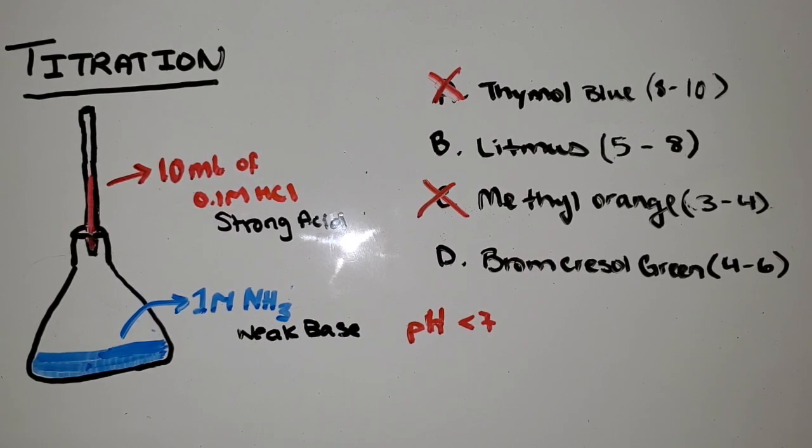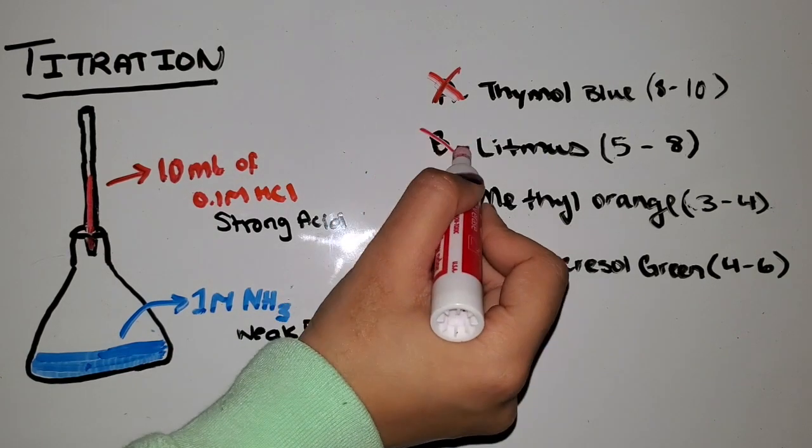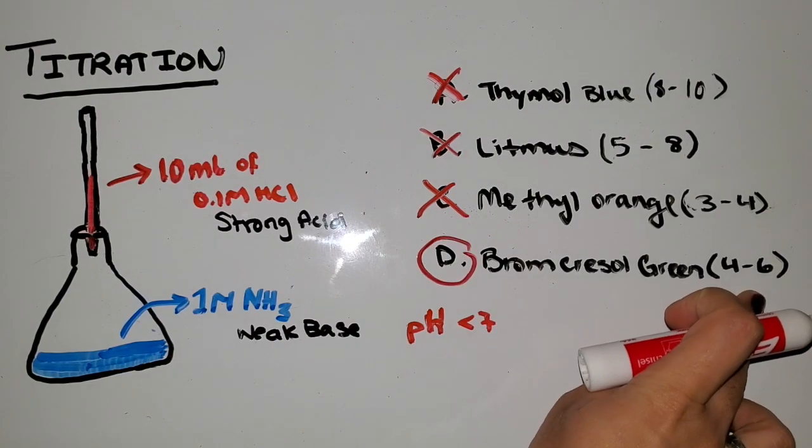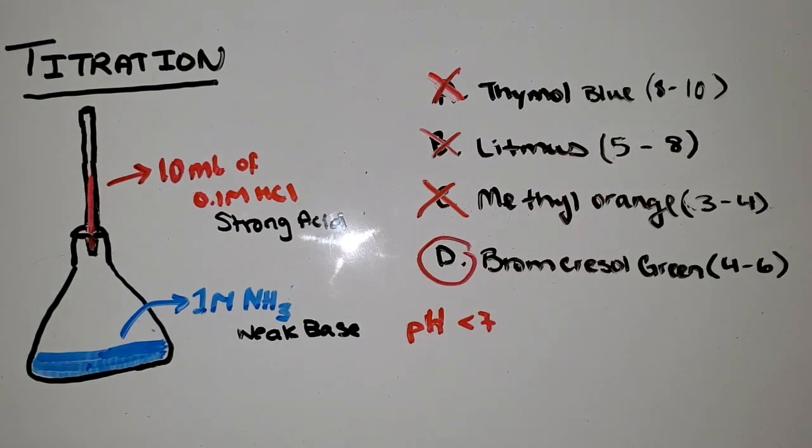Technically, both can be utilized in order to detect the neutralization. However, if you were to pick the best range, remember the two things we said. Our pH has to fall within the range, and the range has to be as narrow as possible. So keeping that in mind, the correct answer would be D, because it has a smaller range compared to litmus.